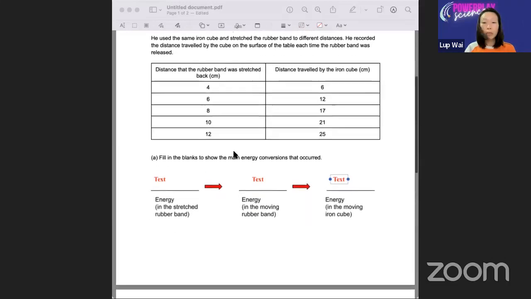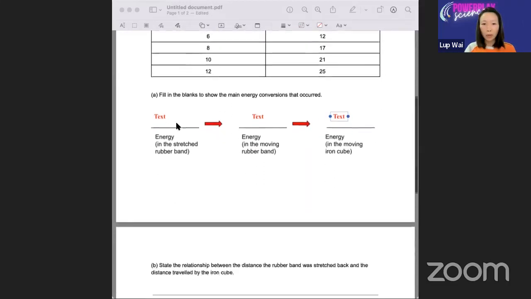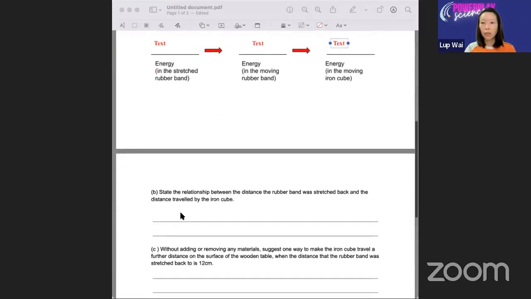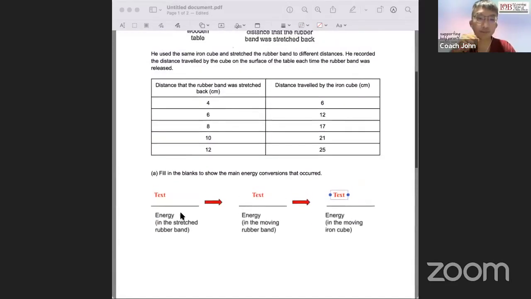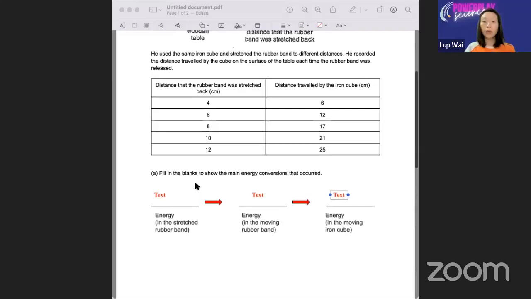So there are always a few different parts to the questions. So it is A, B, C here, as you can see. Don't panic. Look at the first question first, fill in the blank for the first question. All right, so now just focus on the first question first. Did they ask you a question relating to the table yet? Not yet. So focus on what is being asked here, energy conversion. So focus on what kind of energy you place for each line here.